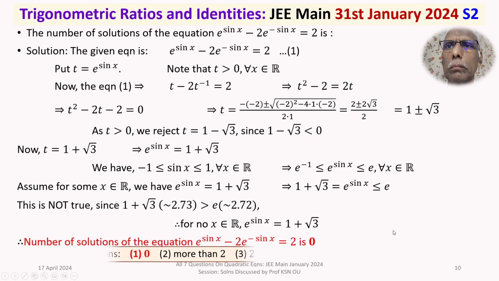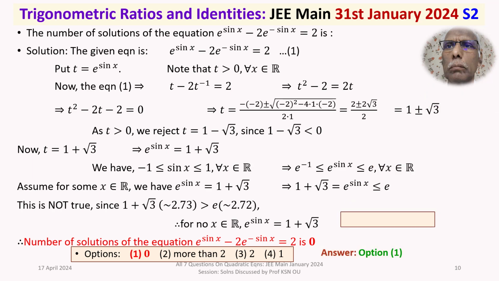So let's look at our options. Our option that this equation has no solutions appears against option 1. Therefore, the answer to this question is option 1. Agreed. So that is the detailed discussion of the solution of this question. I am sure that you have understood the solution of this problem. We will move to the next one.